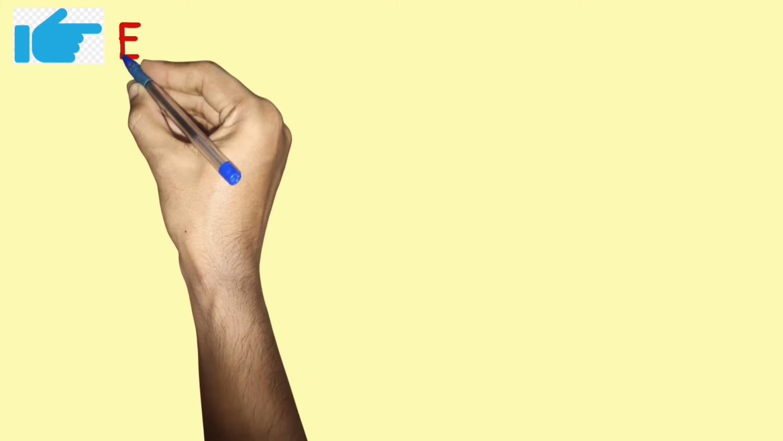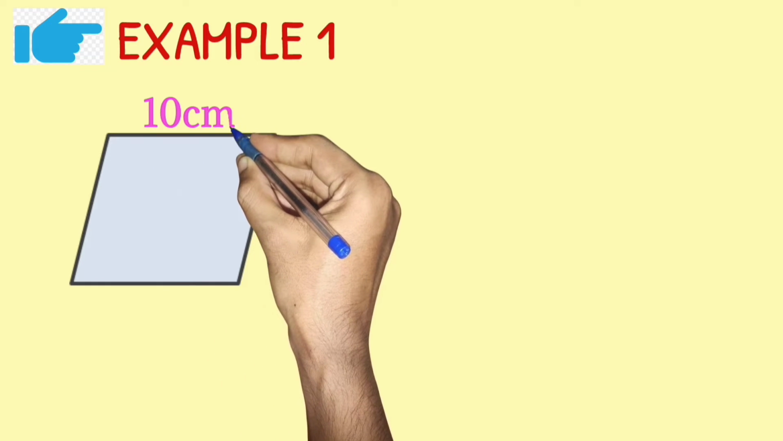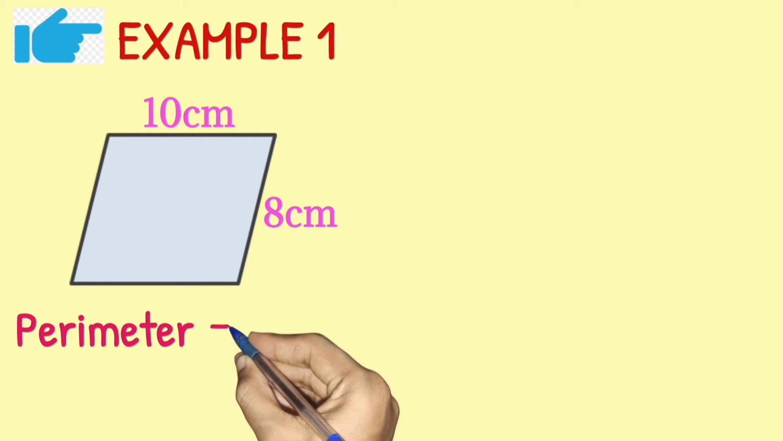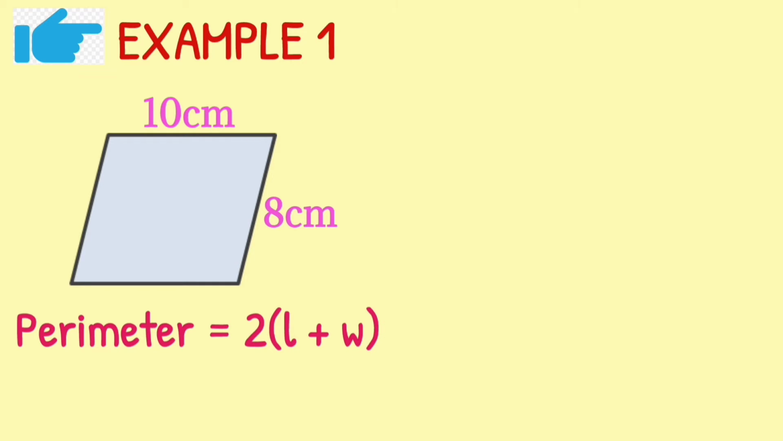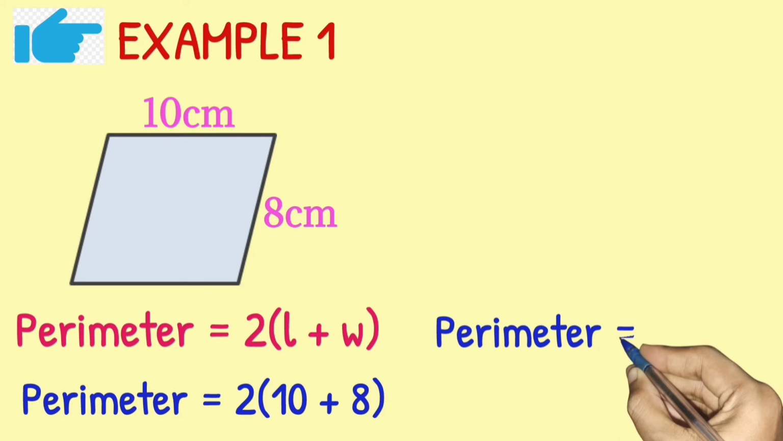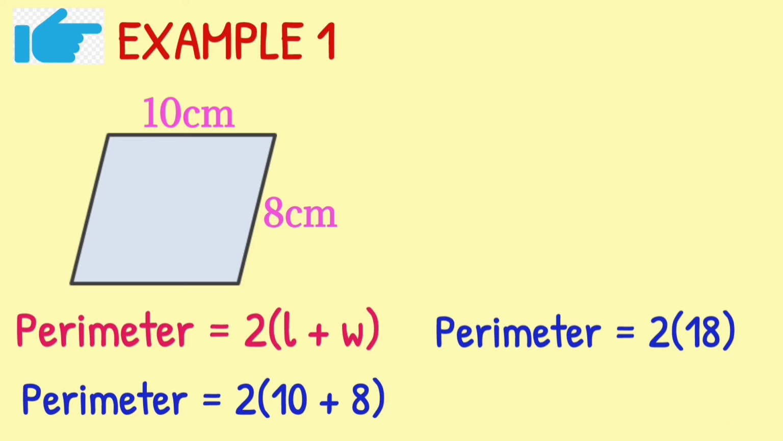Here is an example. If you are asked to calculate the perimeter of a parallelogram with length 10 cm and width 8 cm, use the formula perimeter is equal to 2 times length plus width. When you plug in the given values, you'll have perimeter is equal to 2 times 10 plus 8. 10 plus 8 is equal to 18. Hence, perimeter is equal to 2 times 18. 2 times 18 is 36. Therefore, the perimeter of the parallelogram is 36 cm.